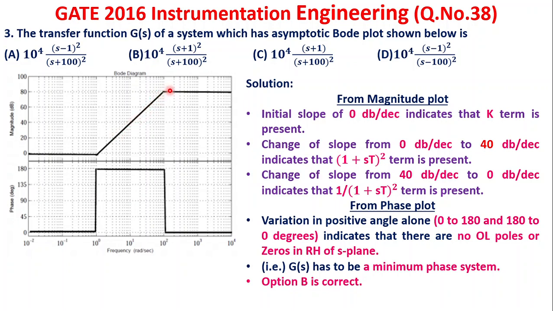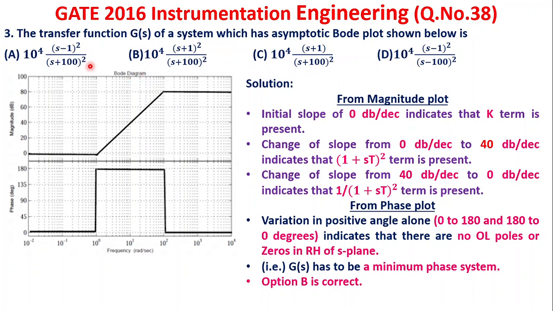Thereafter, 40 dB is reduced to 0. That means there is a minus 40 dB per decade slope. So which factor will give minus 40 dB per decade slope after the corner frequency? 1 by (1 plus sT) whole square, that's all. Therefore, we should have the (1 plus sT) whole square form as well as the 1 by (1 plus sT) whole square form. Okay, this is one thing. And if you see all the four expressions, definitely option C will not fit into this. However, we have to check the remaining three.